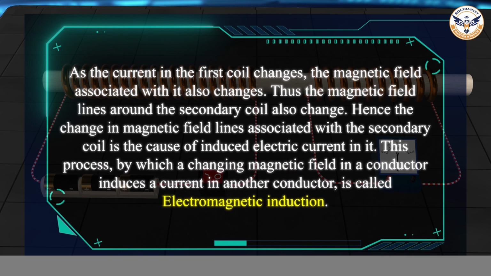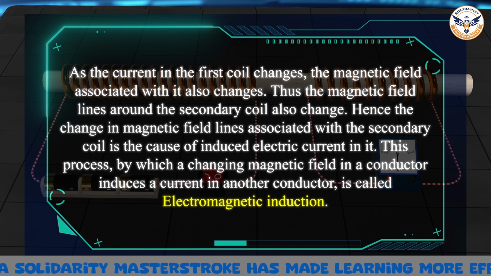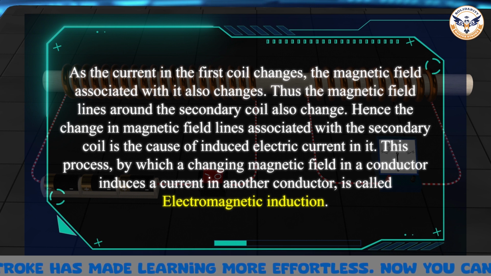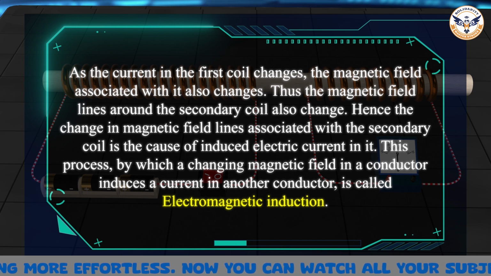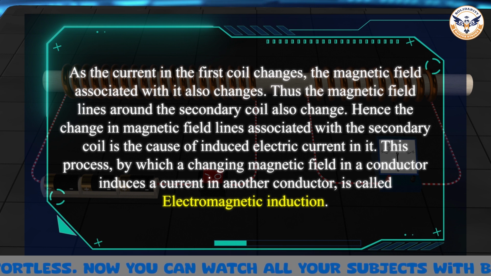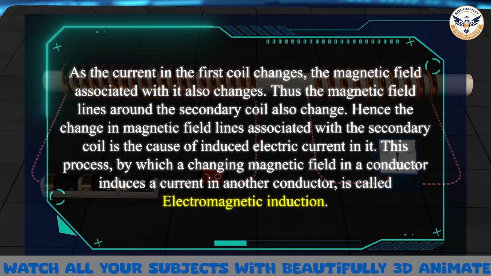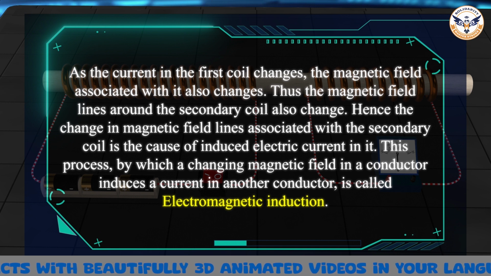As the current in the first coil changes, the magnetic field associated with it also changes. Thus the magnetic field lines around the secondary coil also change. Hence the change in magnetic field lines associated with the secondary coil is the cause of induced electric current in it. This process, by which a changing magnetic field in a conductor induces a current in another conductor, is called electromagnetic induction.